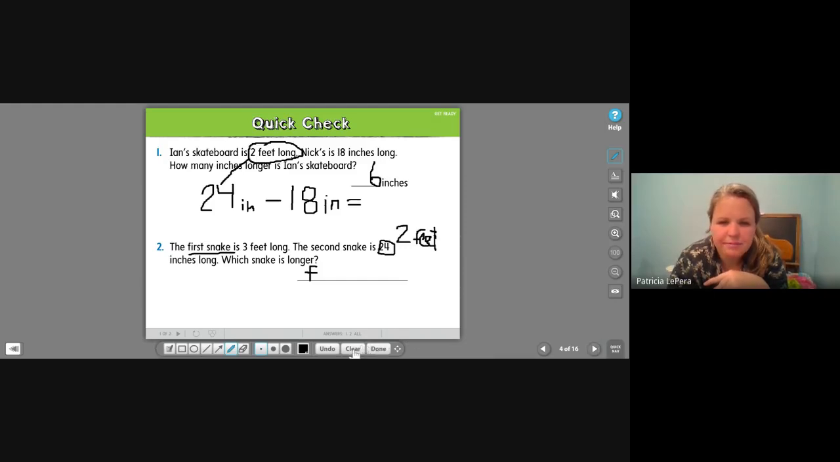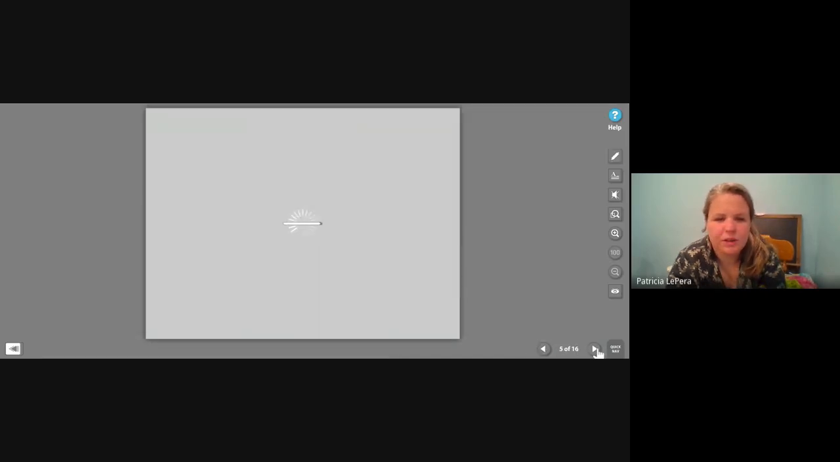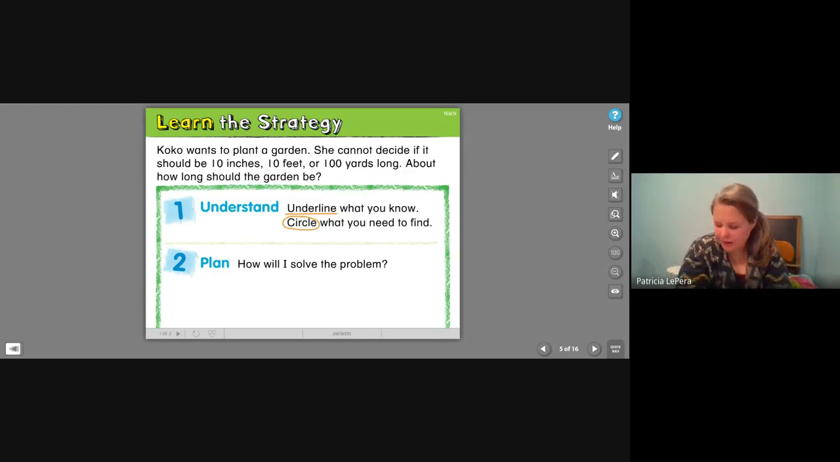Let's clear that. And we'll keep going. All right, so now we're ready for page 677. So we're going to use our logical reasoning, which means we're going to take the information that we have and use what we know about measuring, and use it to form our answer. Okay, so we have Coco here. Coco wants to plant a garden. She cannot decide if it should be 10 inches, 10 feet, or 100 yards long. About how long should the garden be?